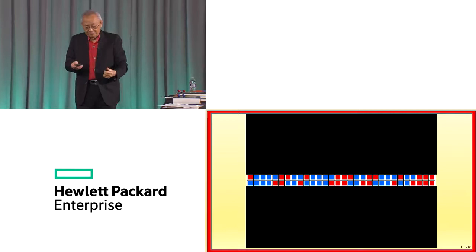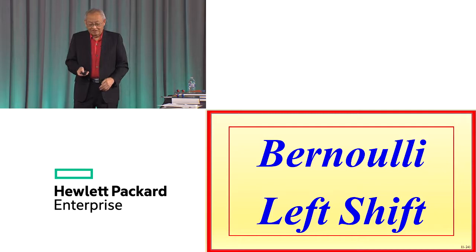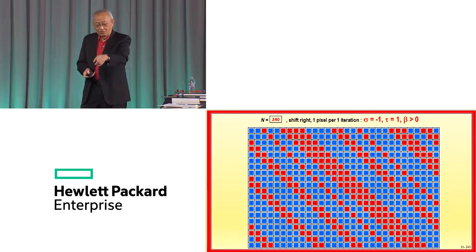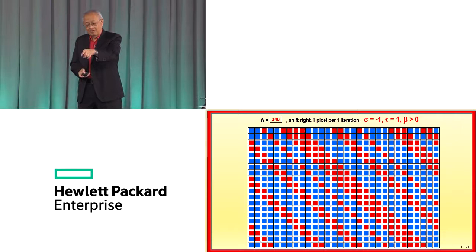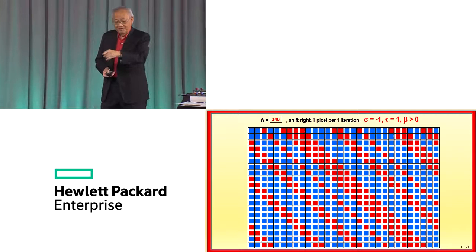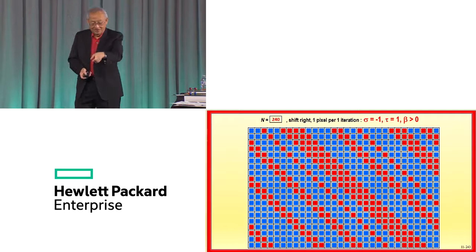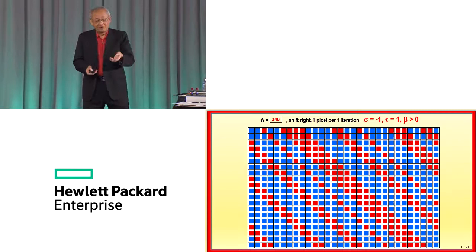Now, that's a left shift; the other is a right shift. So you can have rule 240, for example. Sigma is now minus one, tau is still plus one, beta is positive so you ignore beta, and tau equal to one so you do it every row. The only difference is that because it's minus one, you now shift to the right instead of to the left. The next row is shifted one bit to the right. Those are the two simplest Bernoulli rules. I call this the Bernoulli right shift. The first one is the Bernoulli left shift.